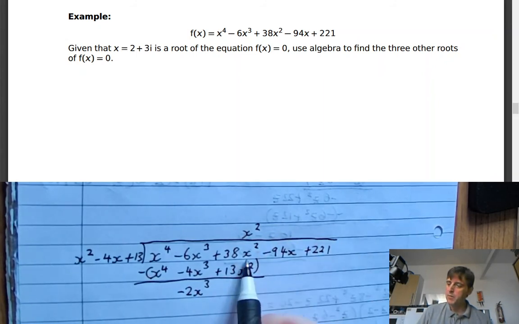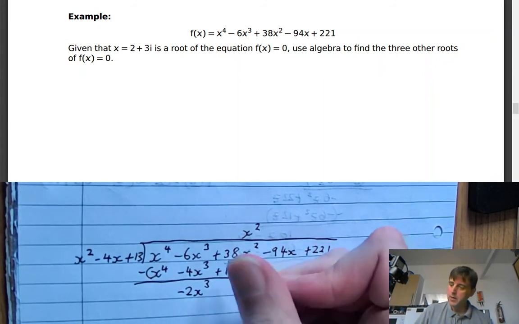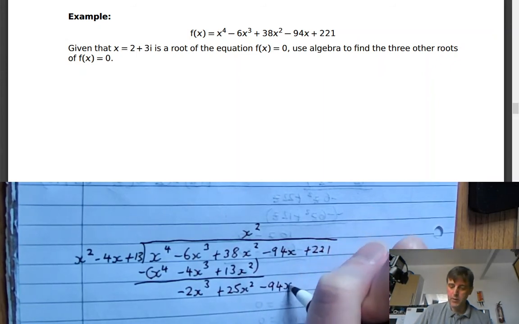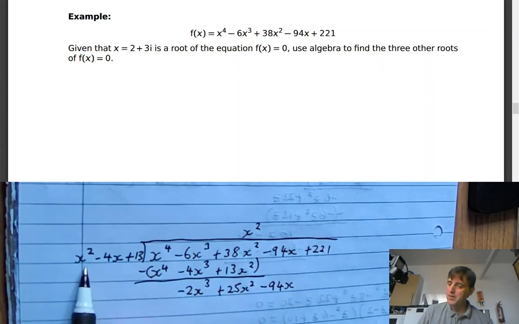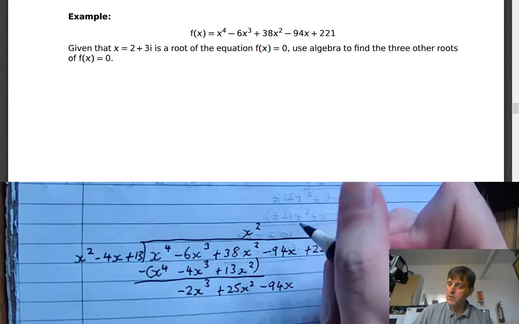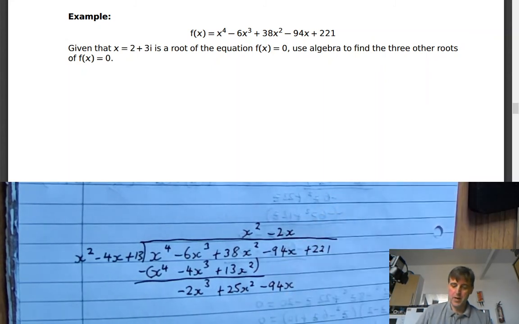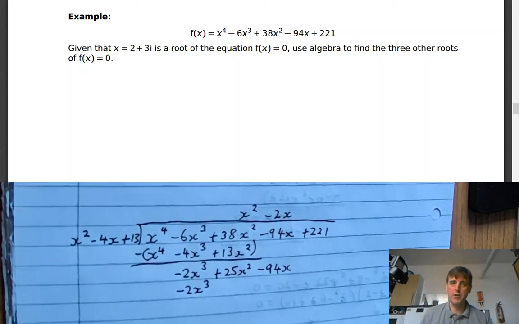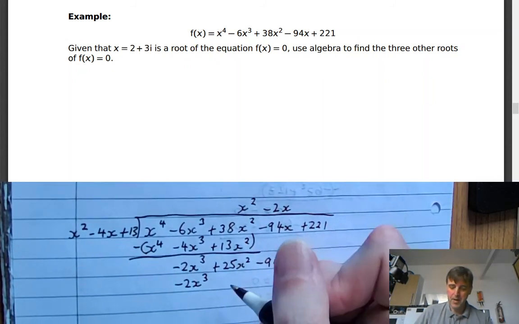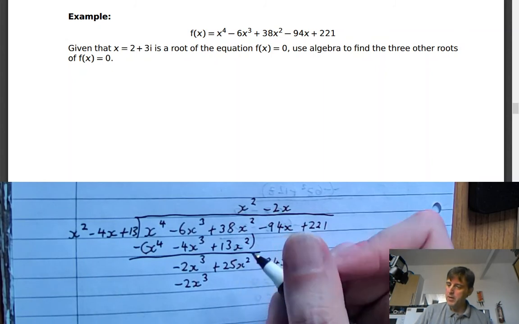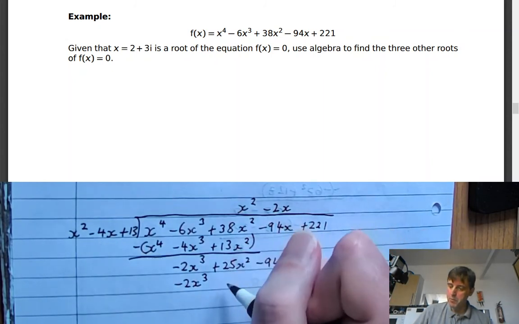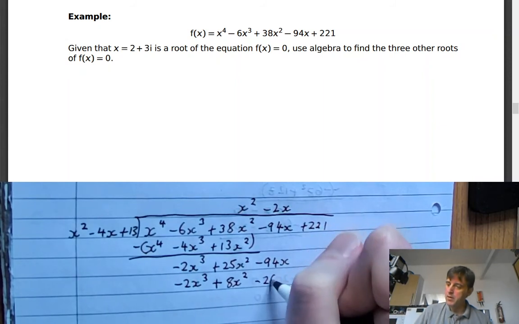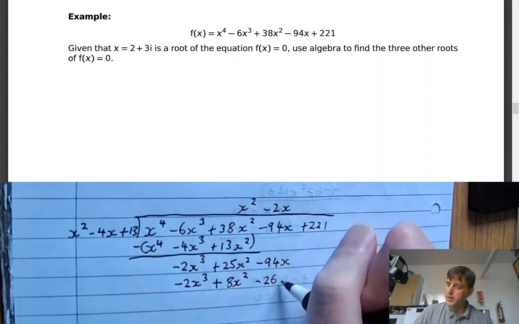And then 38x squared minus 13x squared is 25x squared. Bring down the next term, do it again. So x squared times minus 2x gives me the minus 2x cubed. Let's just put that up so make sure that you can see what's going to happen. Then I think we end up with minus 4x times minus 2x, which is plus 8x squared. The next term here, the 13 times the minus 2x is minus 26x.